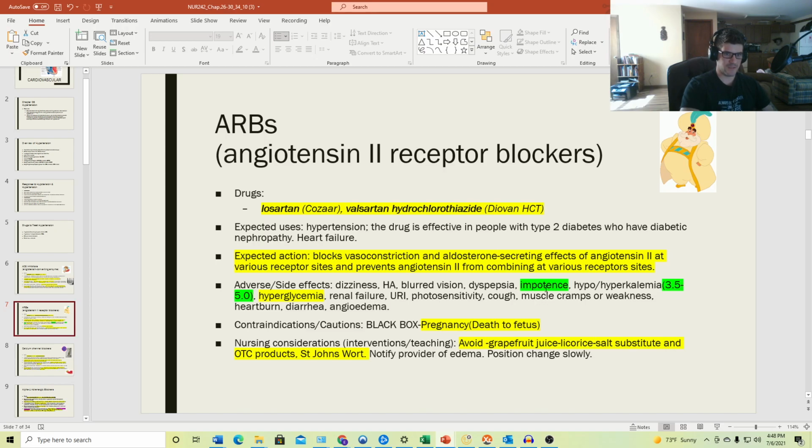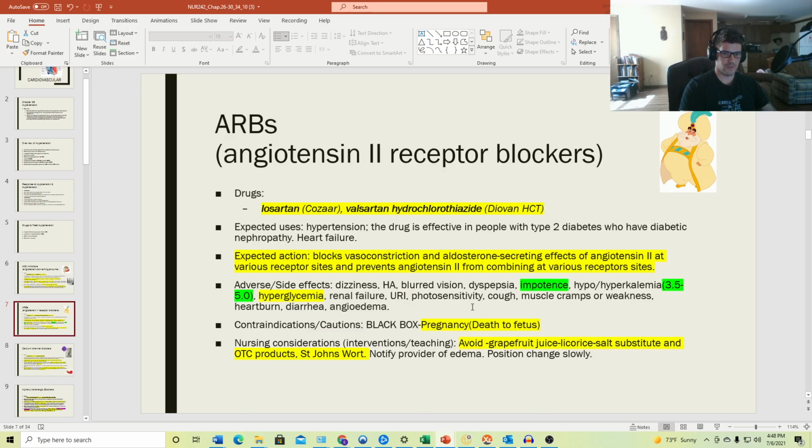The reason I have impotence in green is I was looking through and I have starred in my notes here. It says don't take Viagra with antihypertensive. So I guess across the board, if you're on an antihypertensive, you got high blood pressure, don't take Viagra with them. And I would assume that's any male performance enhancing drug, just due to the fact that it will cause greater effects or cause hypotension.